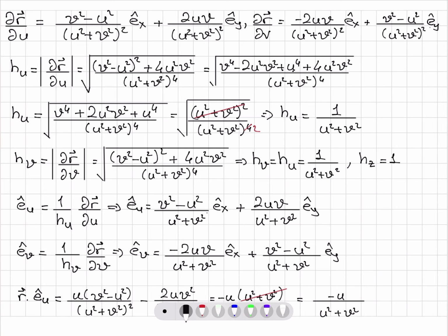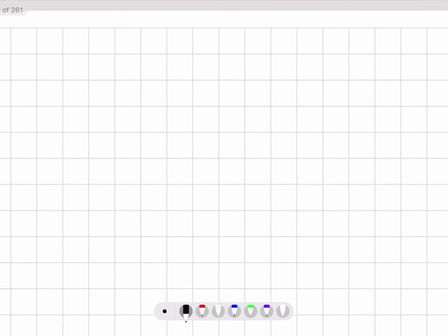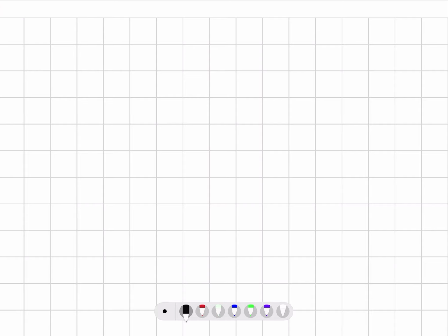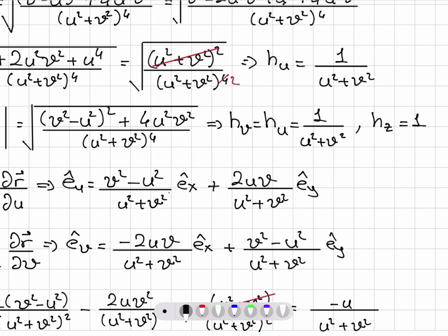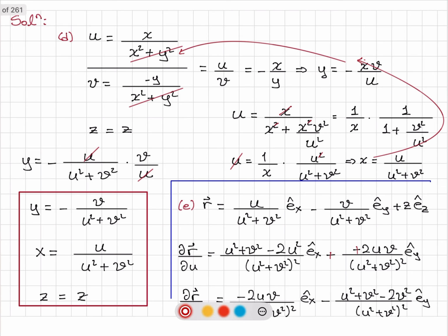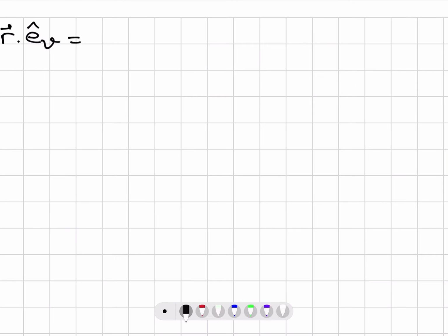All right. And now I have to look at the position vector's EV hat component. So position vector dot product with EV hat. This time I'm looking at this vector. Here is my minus 2UV that has to be multiplied with U. So I'm multiplying the x components. That gives me minus 2 U squared V divided by U square plus V square squared.